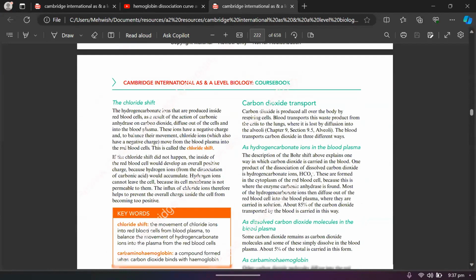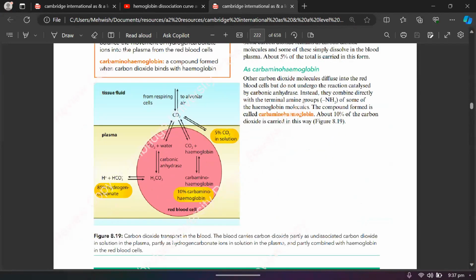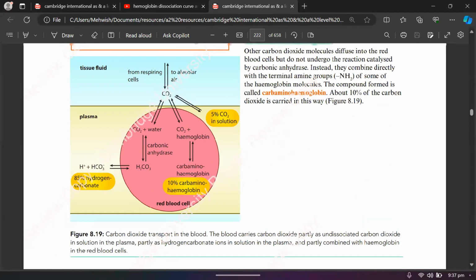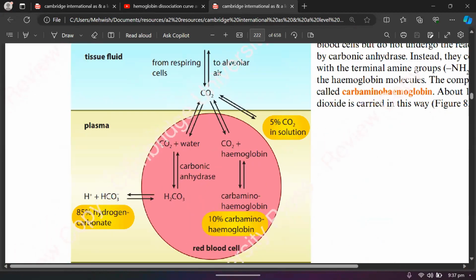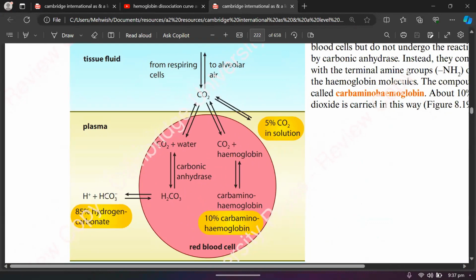Okay, this is the dissociation curve that we have, the diagram that we were talking about, right? You can see here the carbon dioxide that is moving in the blood in different ways. This is the tissue fluid where the carbon dioxide is produced, and then this carbon dioxide is reacting with the water in the presence of carbonic anhydrase enzyme.